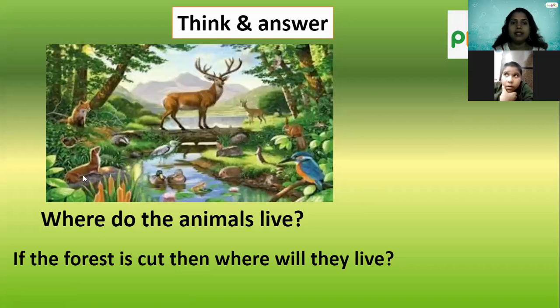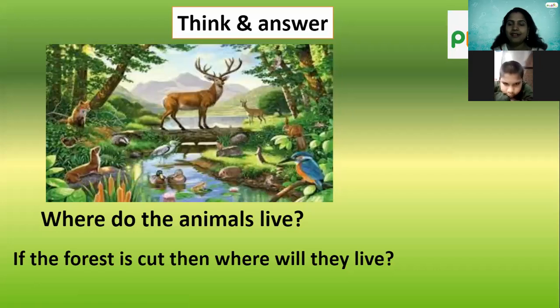Now, can you see this? If deforestation is happening, then what happens? Where do the animals live? Think, if deforestation is happening, where do the animals live? Can you see the animals? No doubt they are staying in the trees, yes, in the forest. If we are cutting down all this, then where do they live? Where do they go? What do you think?